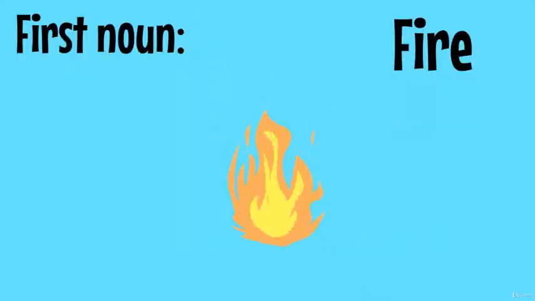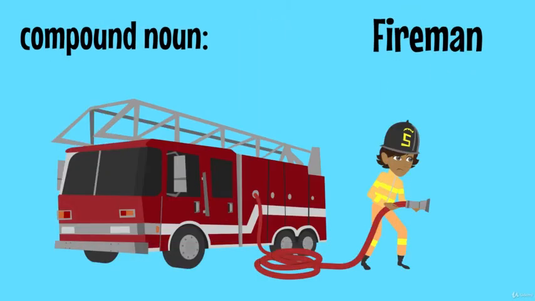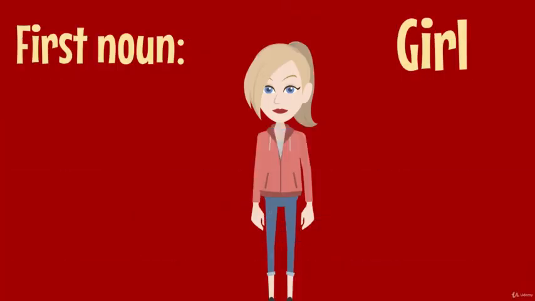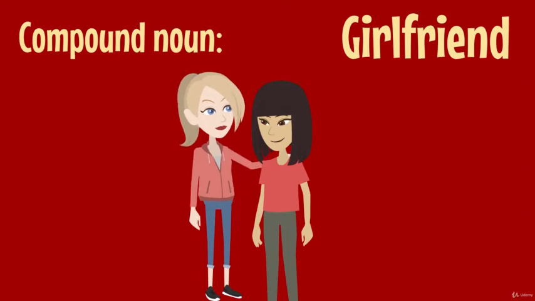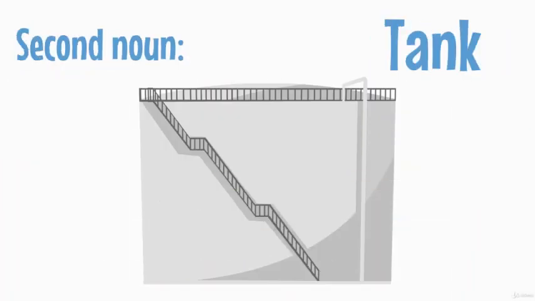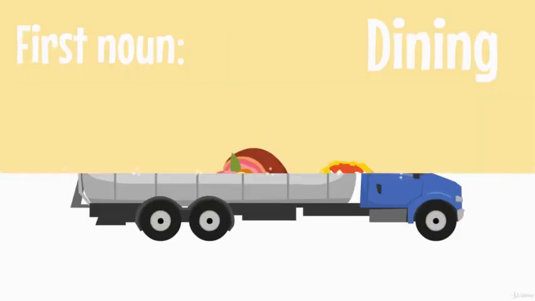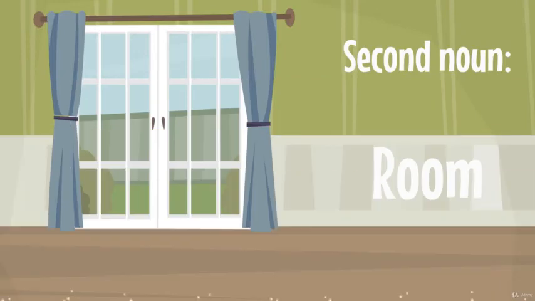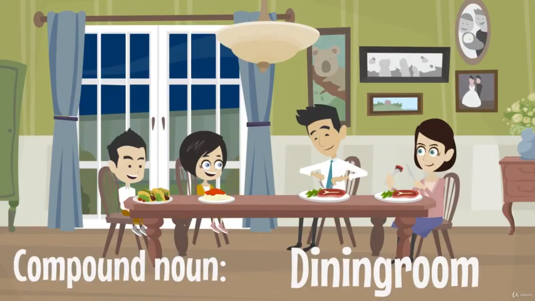First noun, fire. Second noun, man. Compound noun, fireman. First noun, girl. Second noun, friend. Compound noun, girlfriend. First noun, petrol. Second noun, tank. Compound noun, petrol tank. First noun, dining. Second noun, room. Compound noun, dining room.